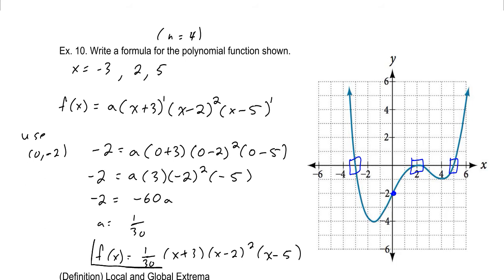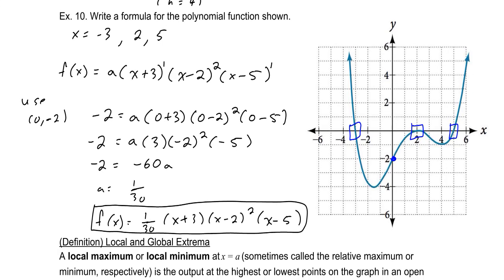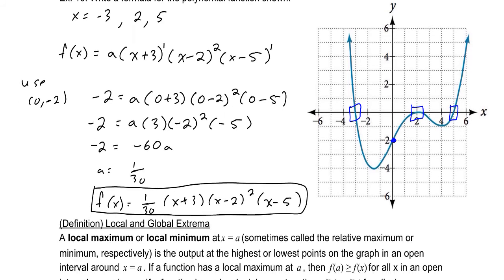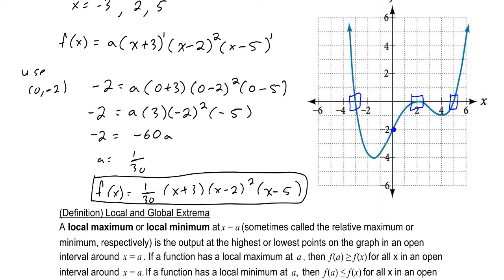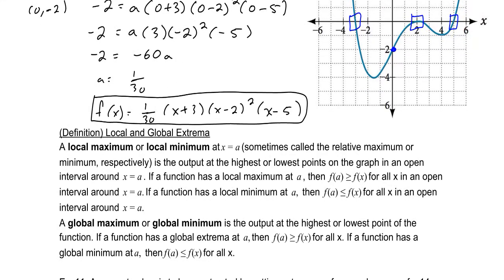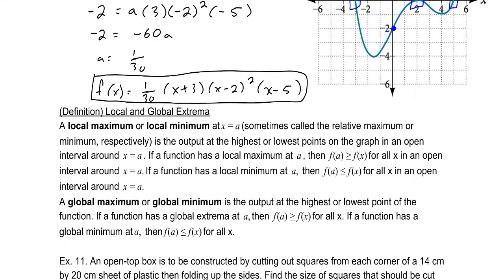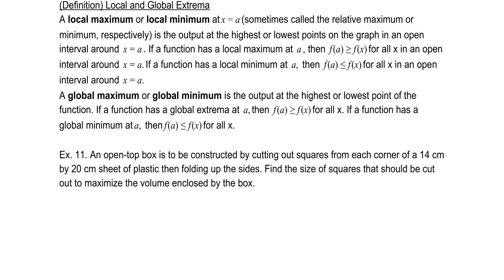And that is the equation for that polynomial graphed. All right, the last example we're going to have is on the idea of local and global extrema, or maximums, local maximums and local minimums. Now this did come up in chapter 3. So this definition is also there, so I'm just going to skim over that.